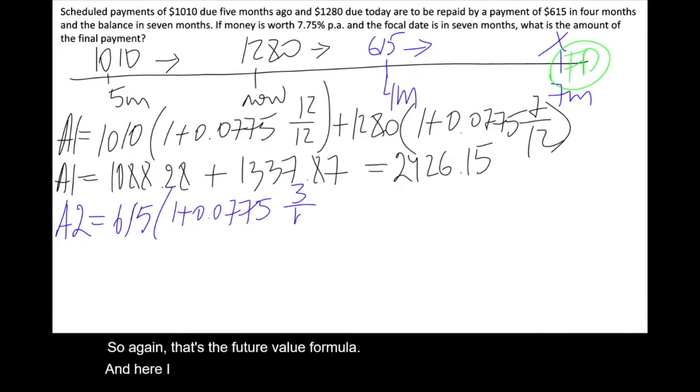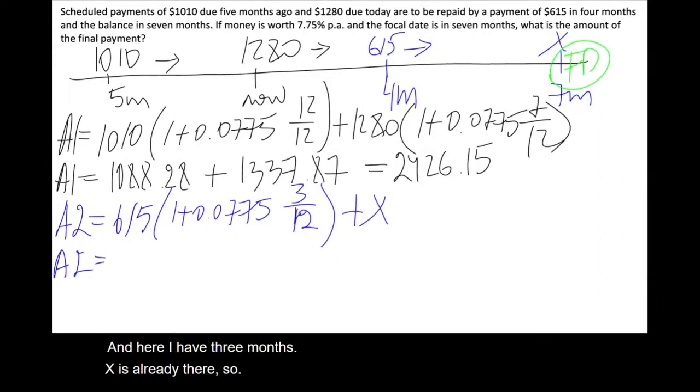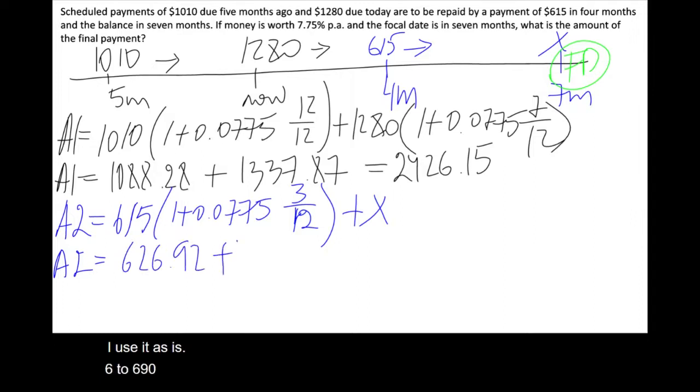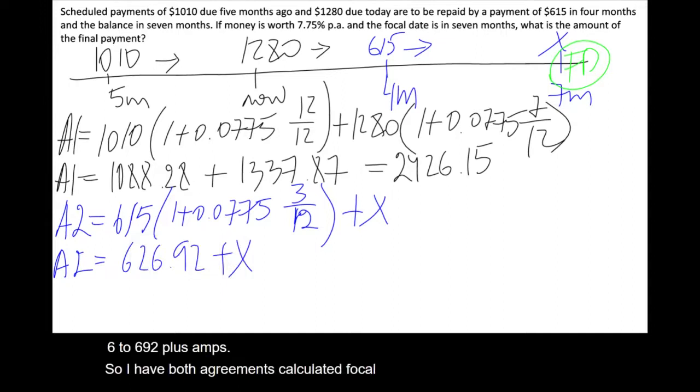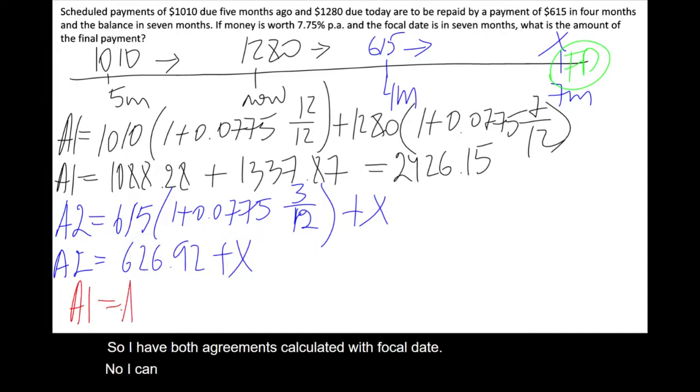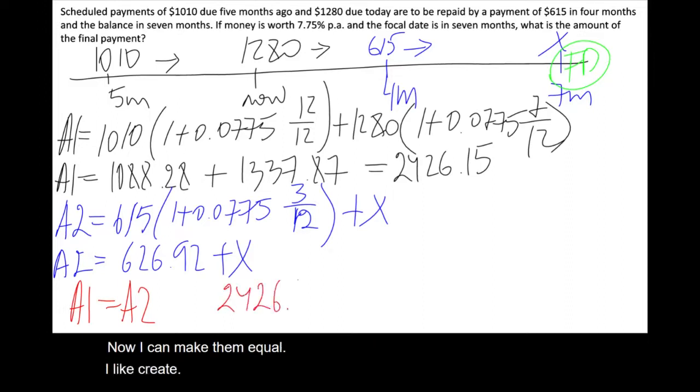And here I have 3 months. And X is already there, so I use it as is. $626.92 plus X. So I have both agreements calculated in focal date. Now I can make them equal, and I create this way. I create equation.